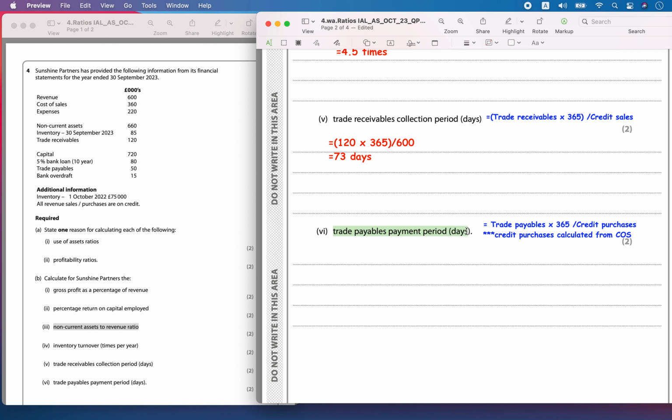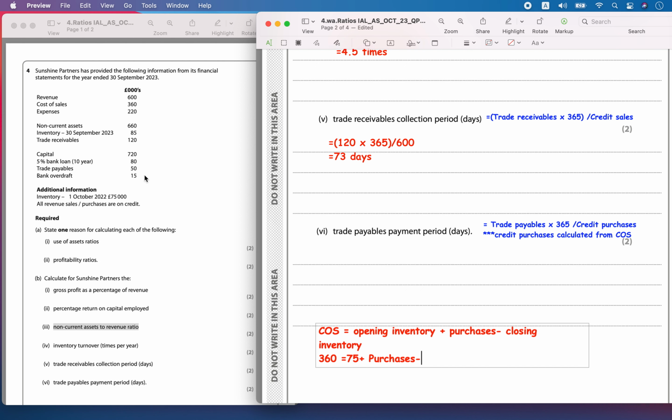Then trade payables payment day period, so that is equal to trade payables into 365 over credit purchases. Now this credit purchases is calculated using cost of sales. Cost of sales is 360. That is equal to opening inventory, which was 75, plus purchases, which we have to calculate.